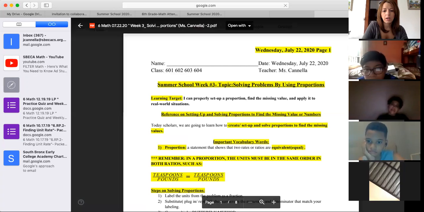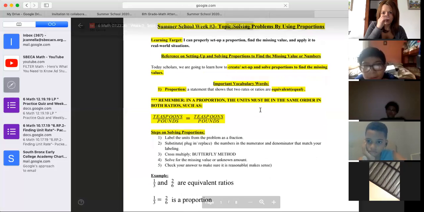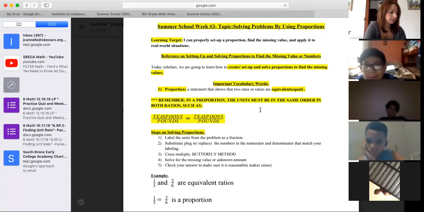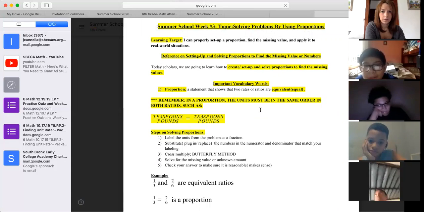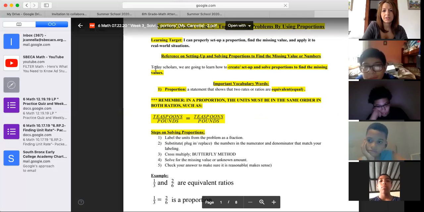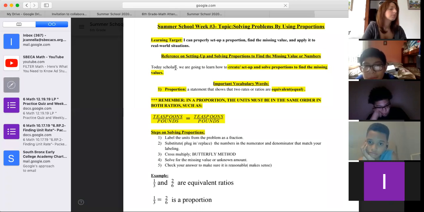We're going to start with Omar. You're going to read today's learning target. Learning target: I can properly set up a proportion, find the missing value, and apply it to real-world situations. Great. Okay, Omar, can you read where it says today's scholars? Today's scholars, we are going to learn how to create, set up, and solve proportions to find the missing value.